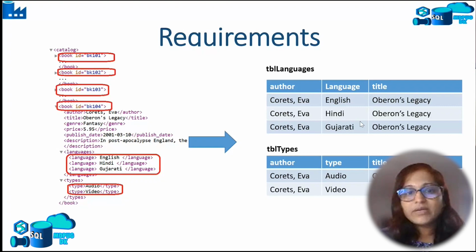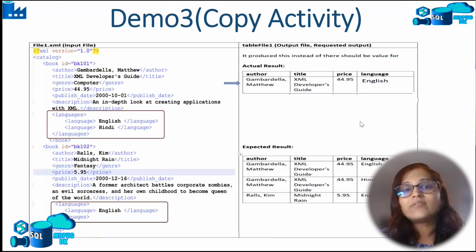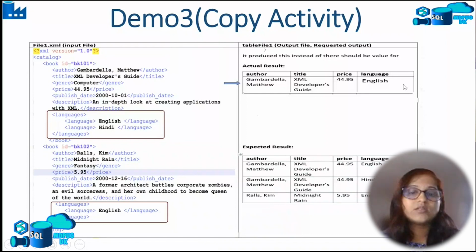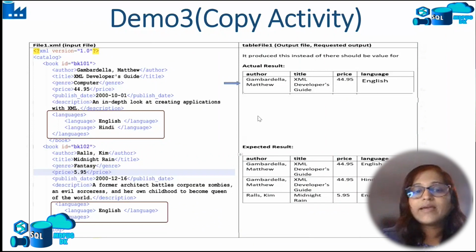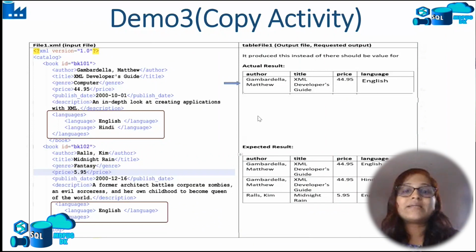So these are my requirements, but what if I use a copy activity? If I use a copy activity, it will return only the first item in that array, and my expected result is this. So I cannot use a copy activity. I will show you a demo with copy activity as well, and another demo with a mapping data flow.